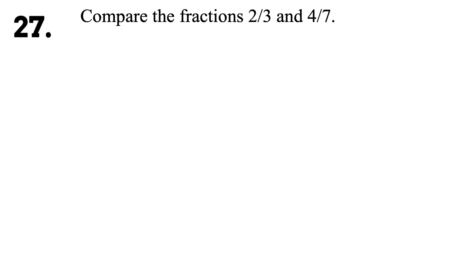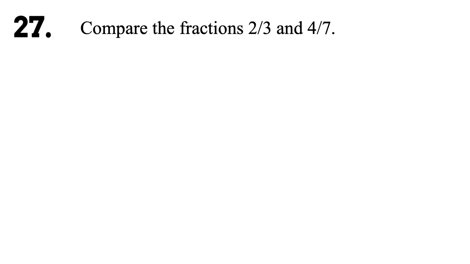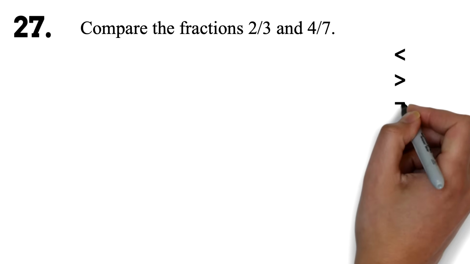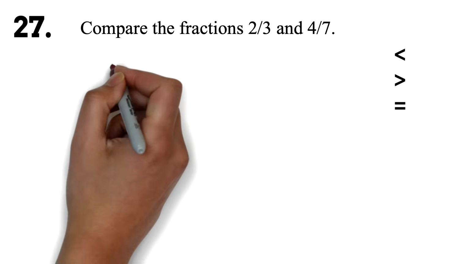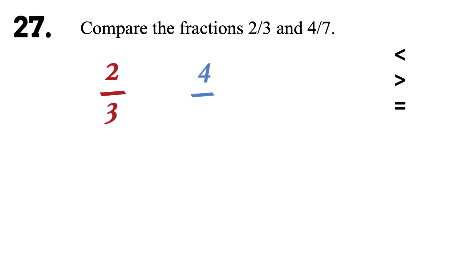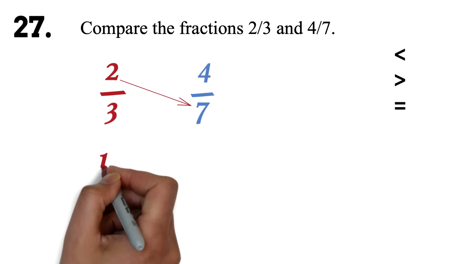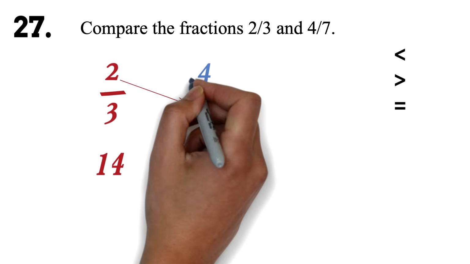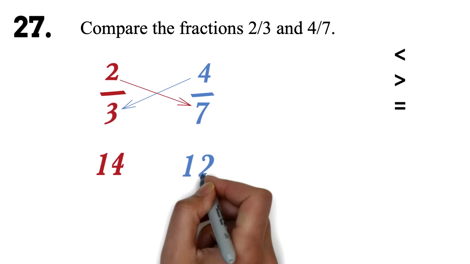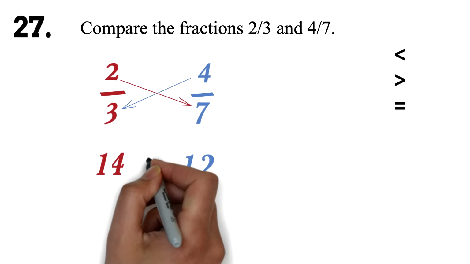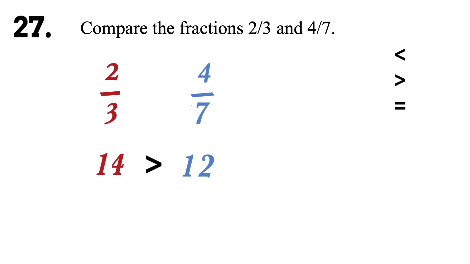Question 27. Compare the fractions 2 over 3 and 4 over 7. Here, you are supposed to tell if it's less than, greater than, or equal to. To compare two fractions, all you have to do is cross-multiply them and compare the values. So we will have 2 times 7, which is 14. We have 4 times 3, which is 12. Since 14 is greater than 12, we can say that 2 over 3 is greater than 4 over 7.